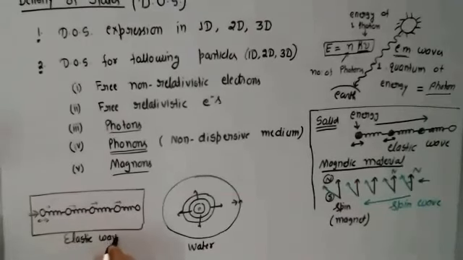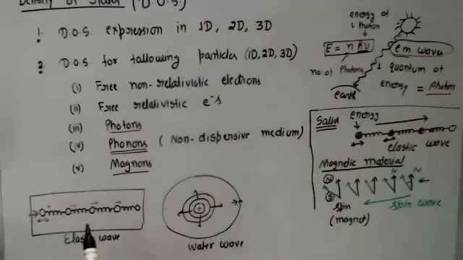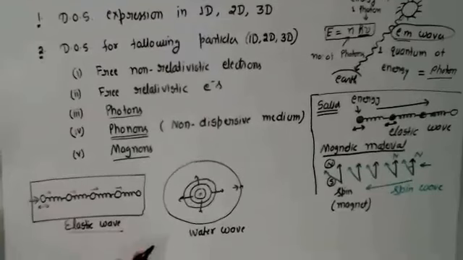elastic wave. Here you can call it a water wave, in the case of the sun you can call it an EM wave, in the case of a solid you can call it an elastic wave. So an elastic wave is nothing but the wave produced inside a solid because of atomic oscillation, and the quantum of energy of this elastic wave is what is known as the phonon.